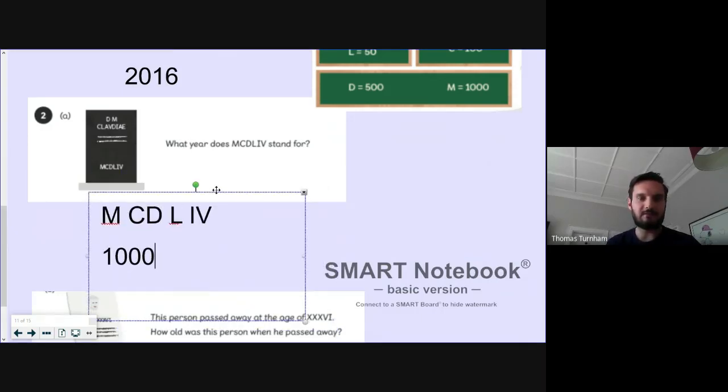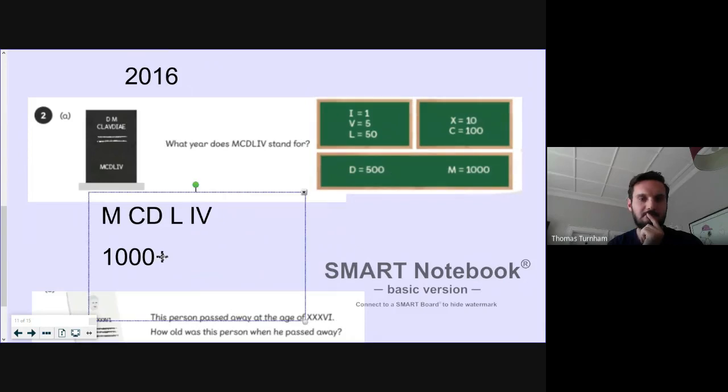Can I bring this up here so it's not in the way? CD, let's bring that. As you can see, the computer still hates me. CD, 100 and 500. The C is in front of that 500, which means it's 100 less than 500. L is 50. And then IV is 1 less than 5.